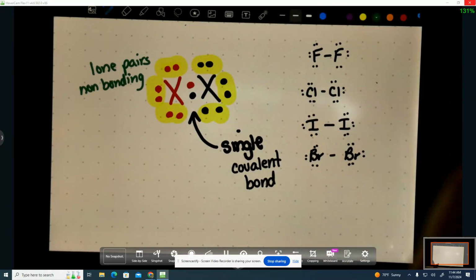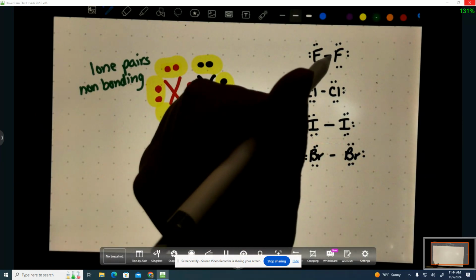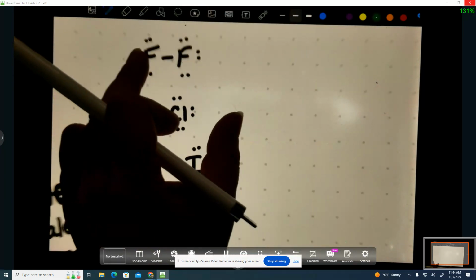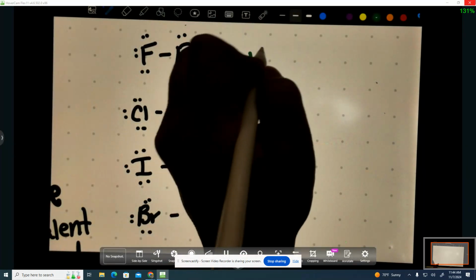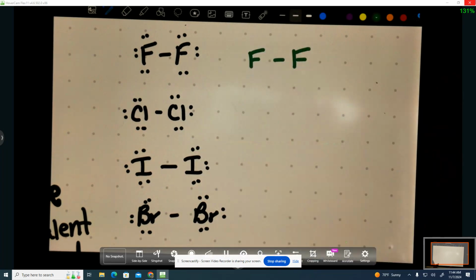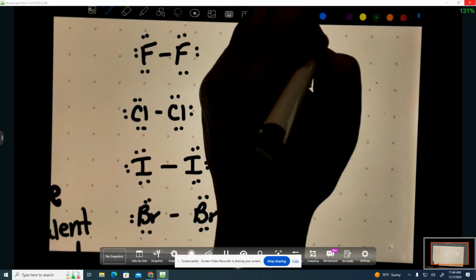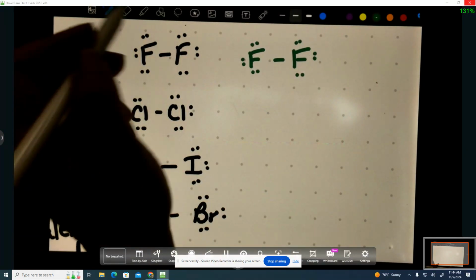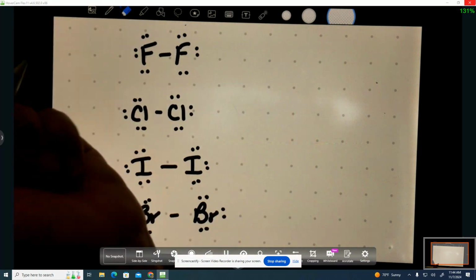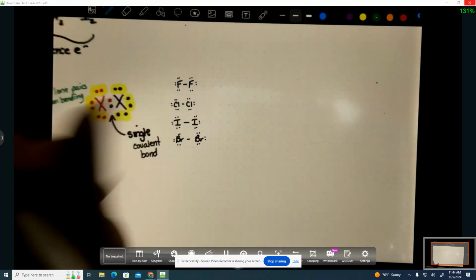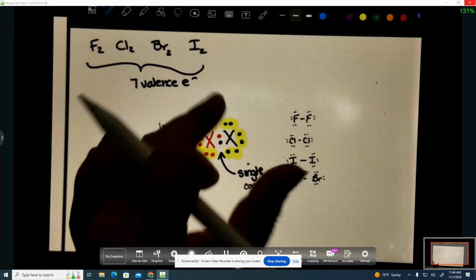It's getting a little bit crowded there with all these dots. Sometimes we don't even have to write the non-bonding pairs. You could just do F to F. If they say draw the Lewis dot diagram, please make sure you put the dots on there. It says Lewis dot diagram, draw the dots. All right. How are we feeling? Okay so far?